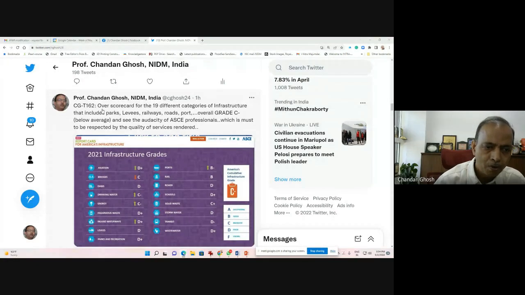So what I have written, my comment, which you can read already, is the scoreboard, rather the overall scoreboard for 19 different categories. Here it is 17, but they have made it into 19 categories of infrastructure that includes parks, levees, railways, roads, ports. Overall grade is C-, which is below average. And see the audacity of ASCE professionals, which must be respected for the quality of services being rendered.